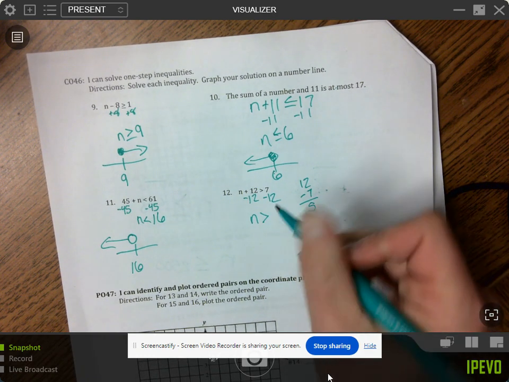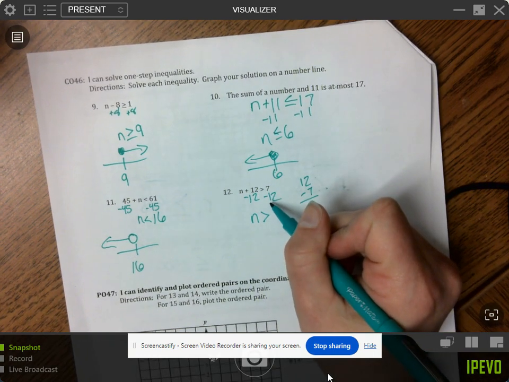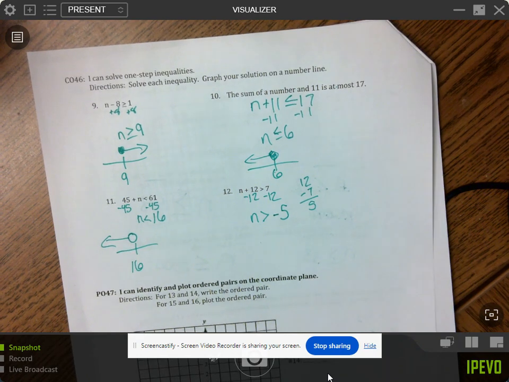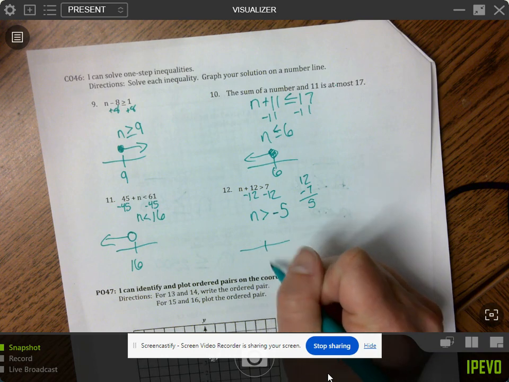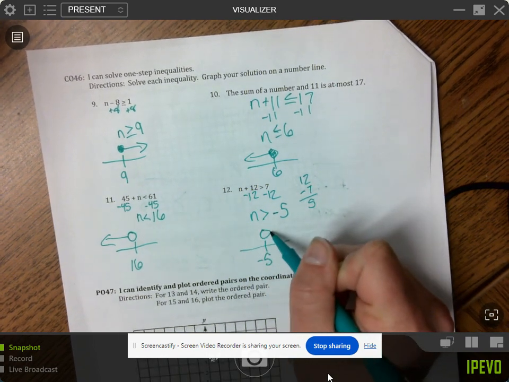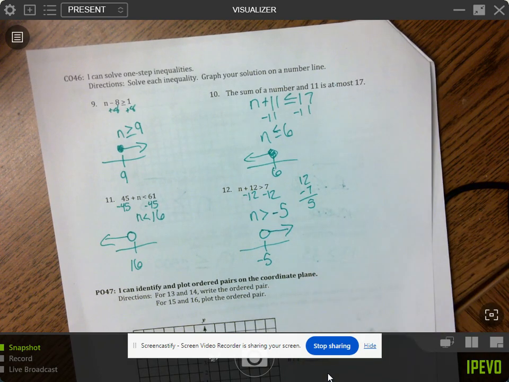Because it's 7 minus 12. We are big kids now. We go into those negative numbers. If we start at the 7 on the number line and we go to the left, we get to negative 5. So I had a lot of people who put positive 5. Unfortunately, that was not correct. It had to be negative 5. It is an open circle because it is not equal to, and we go to the right.